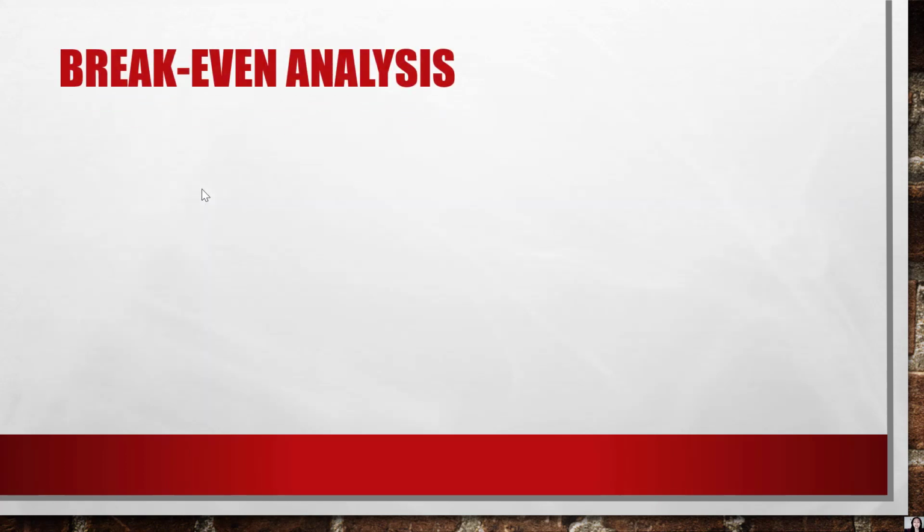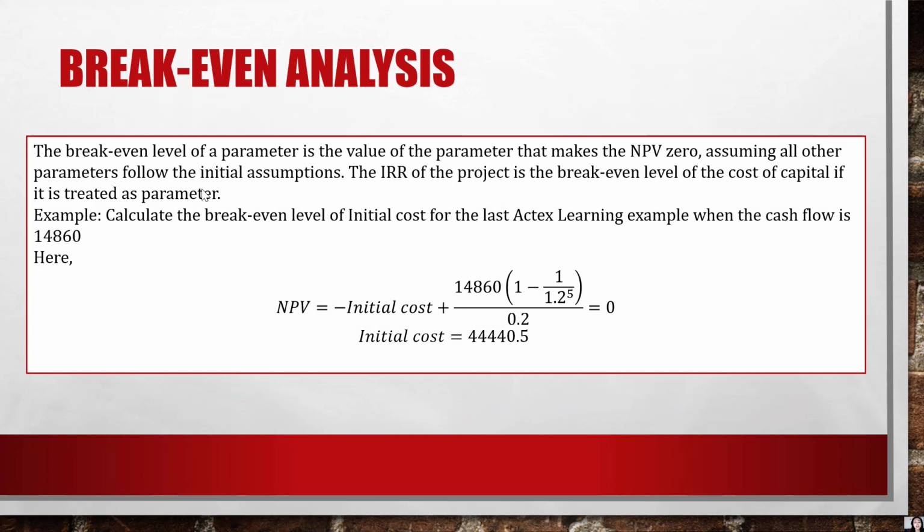Now the last analysis for today is the break-even analysis. The break-even level of a parameter is the value of the parameter that makes the NPV 0, assuming all other parameters follow the initial assumption. The IRR of the project is the break-even level of cost of capital if it is treated as a parameter.